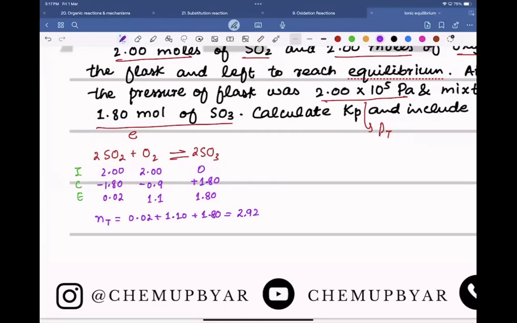So we got the total moles, which is 2.92. Now we will find the mole fraction of each gas because you have to find the Kp. So mole fraction of SO2 would be moles of SO2 at equilibrium, which are 0.02, divided by total moles, which are 2.92. For mole fraction of oxygen, moles of oxygen, which are 1.1, divided by 2.92. Then we have moles of sulfur trioxide, which are 1.80, divided by 2.92. Can anyone calculate and tell me the mole fractions of each gas?